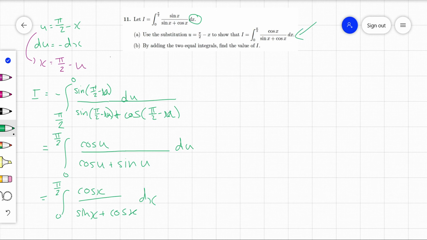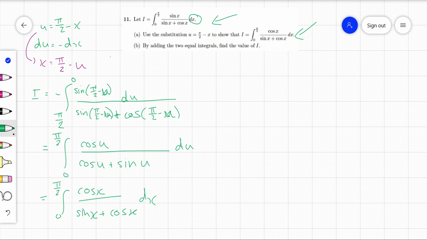Alright, so once you have it in terms of u, it looks a little different to what it started, but really, if you look, the integral of sine x on sine x plus cos x is the same as the integral of cos x on sine x plus cos x, only if you're going between 0 and pi on 2, of course. That's all we've proven.